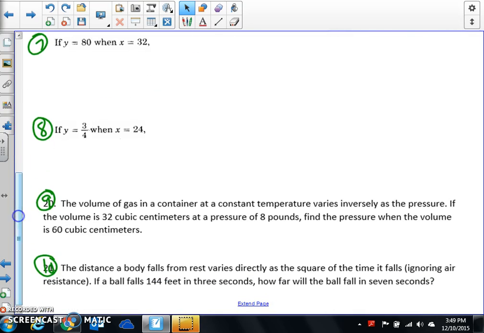And then last but not least, we got 2 word problems for you. Okay? All right, have these ready for tomorrow.